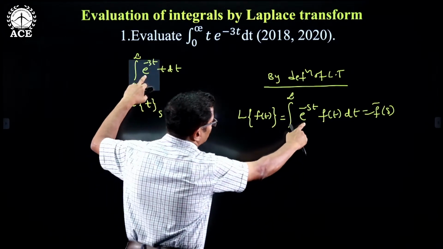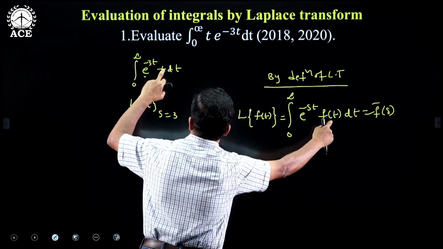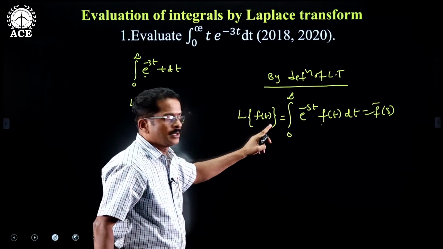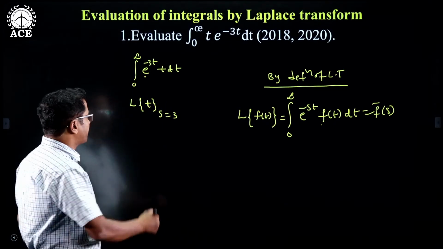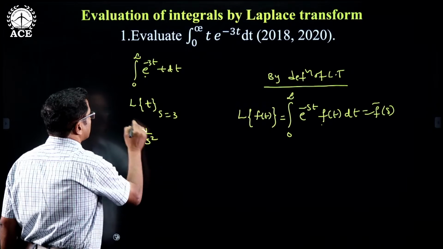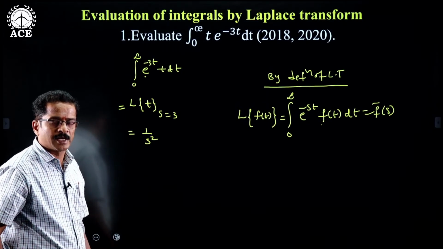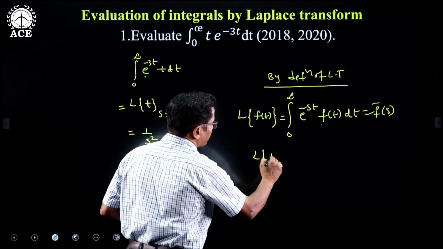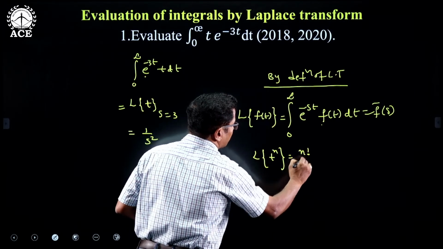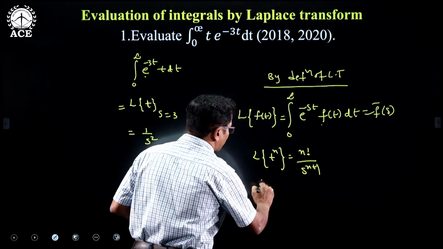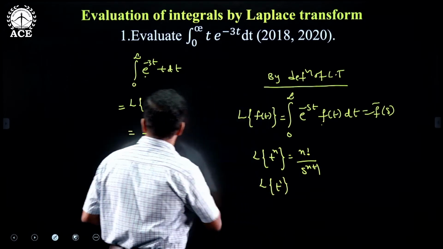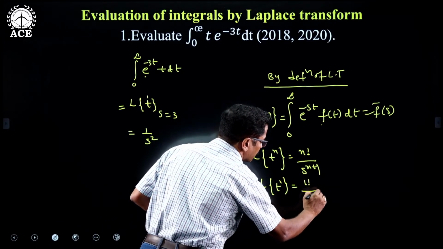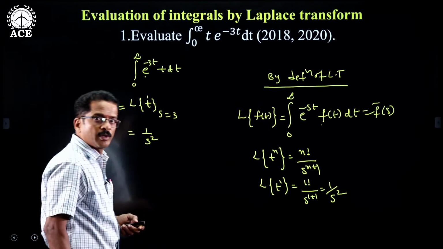See, e power minus 3t, e power minus st. In the place of f of t, we have t. So L of t, I am writing as L of f of t, where L of t is 1 by s square. Laplace transform of t by elementary functions is 1 by s square. See, Laplace transform of t power n is equals to n factorial by s power n plus 1. So for t power 1, which is equals to 1 factorial by s power 1 plus 1, which is equals to 1 by s square.